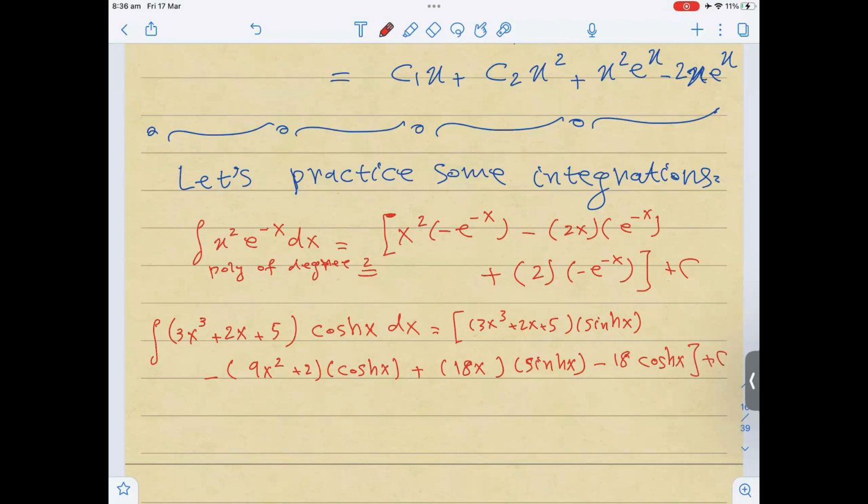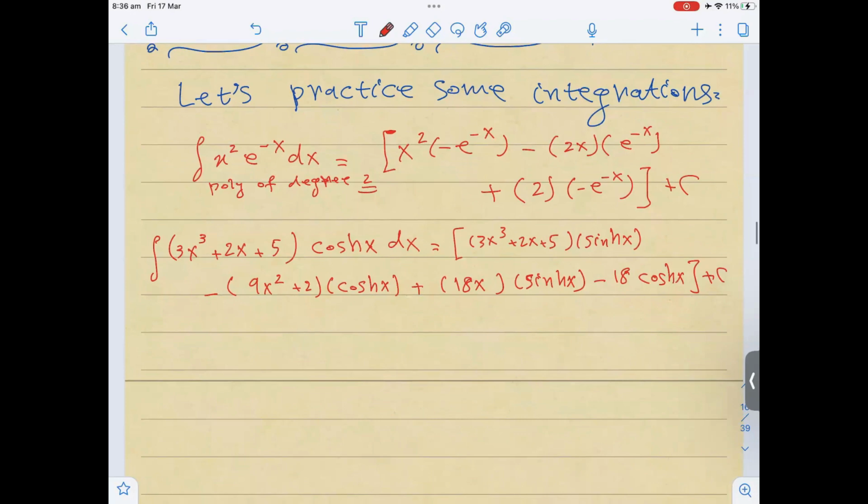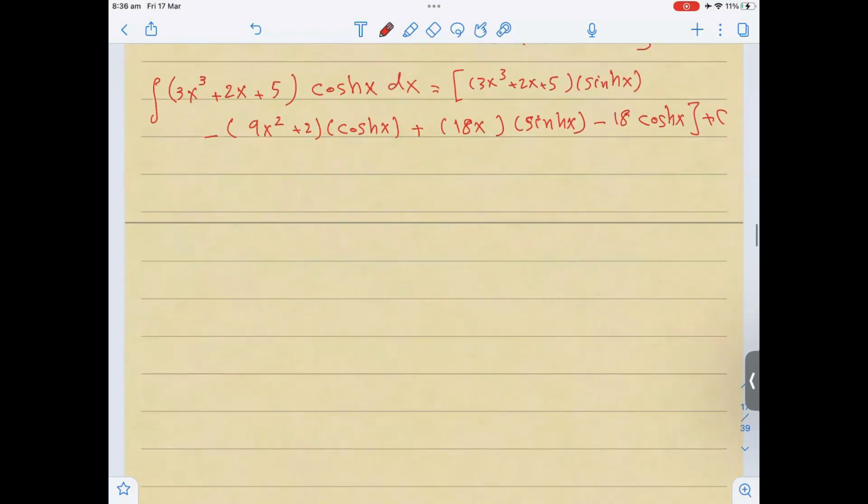Let's do this one: x to the 4 times sine of 2x, more annoying. So x to the 4, what's the integral of sine 2x?